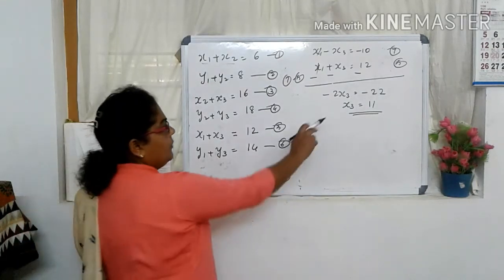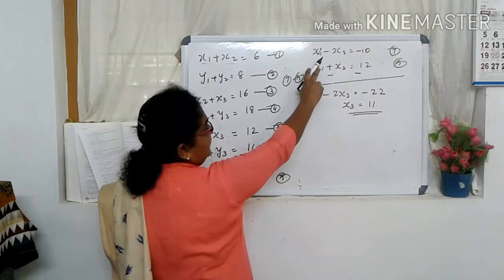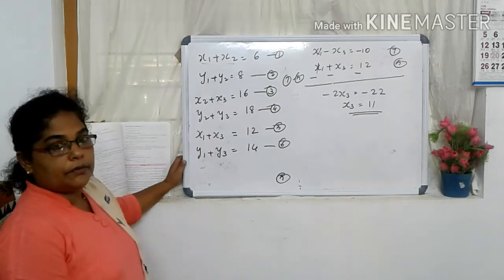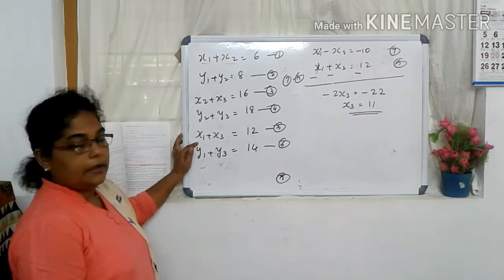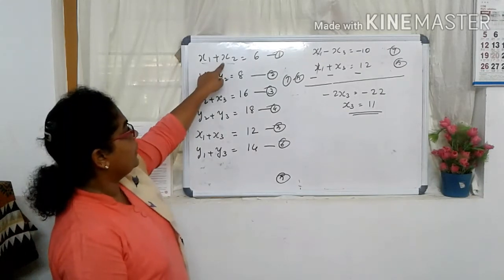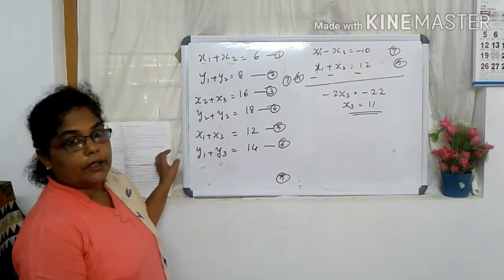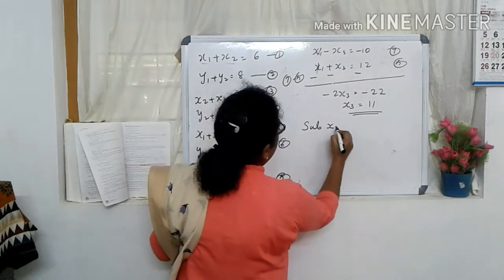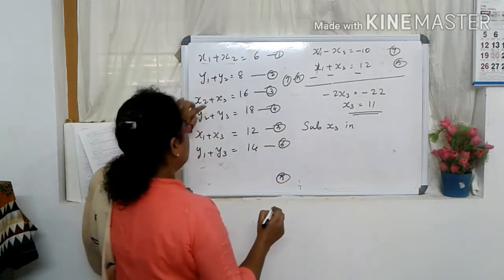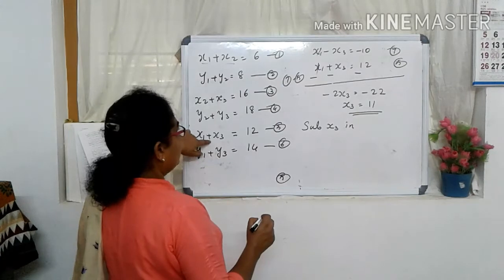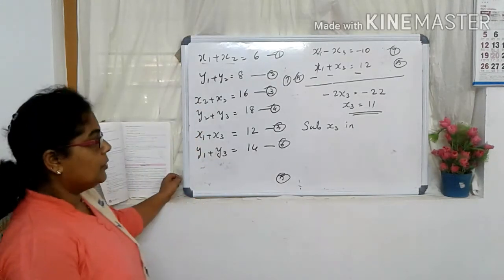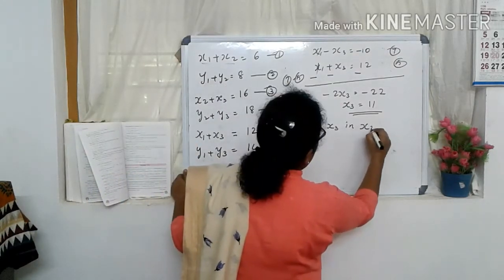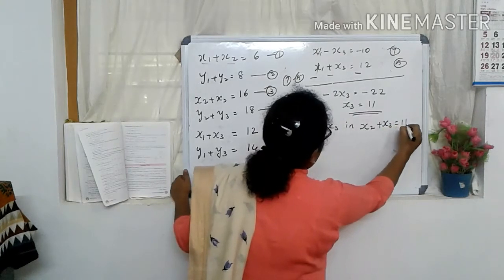Substituting the value of x3 in equation number 7 or in equation number 3, we can find out the value of x1. Then substituting the value of x1 in equation number 1, we can get the value of x2. So first, substitute x3 in either 3 or 5. In both cases there is x3, so we can substitute in 3.